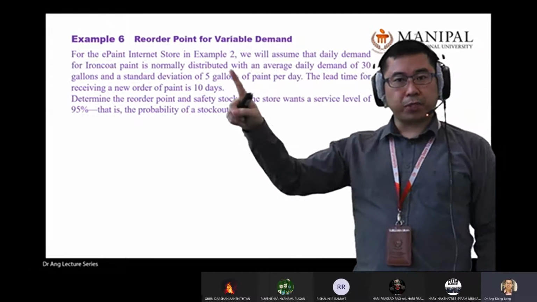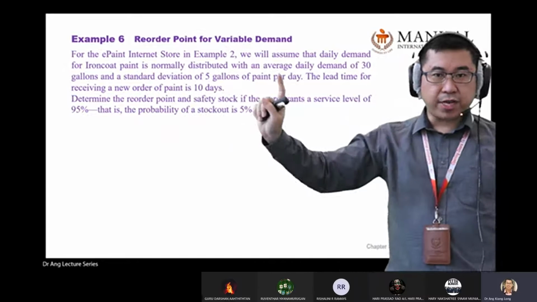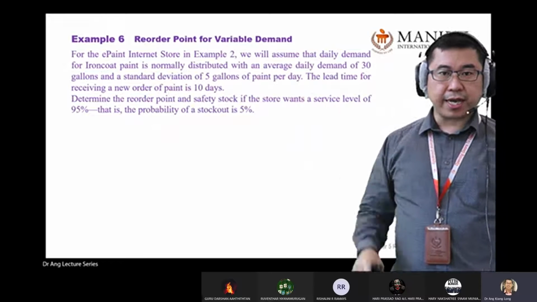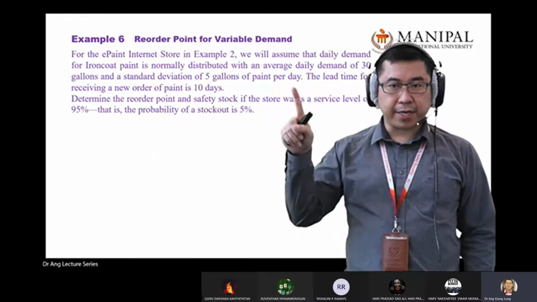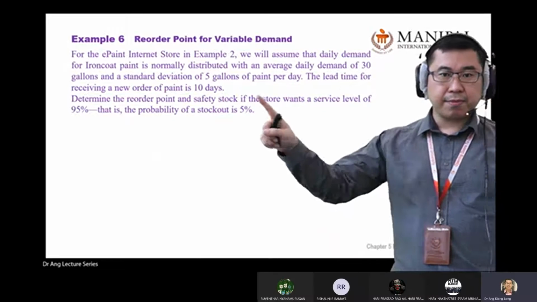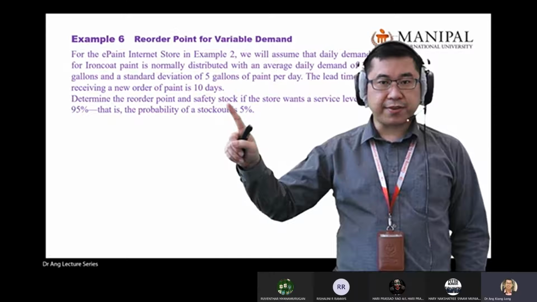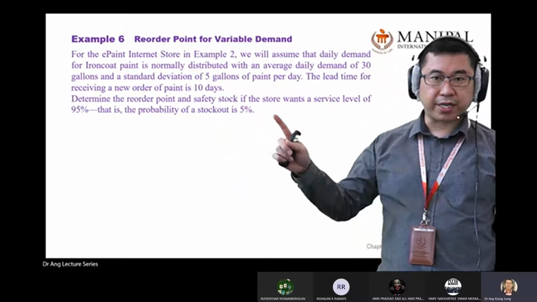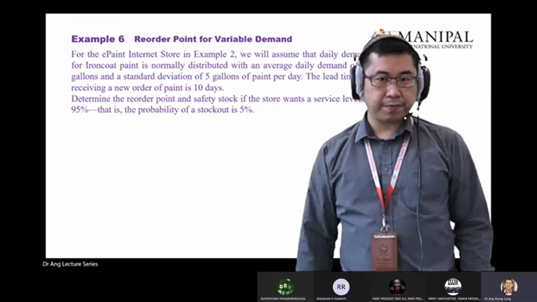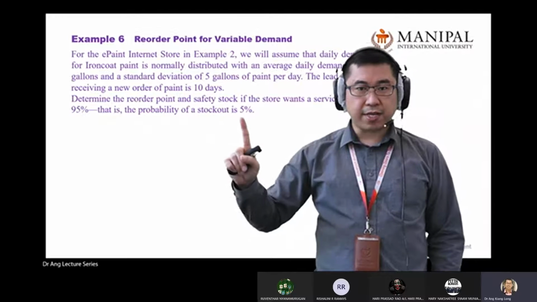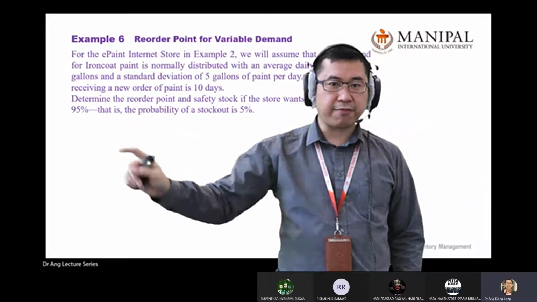In example number 2, we assume that the daily demand of the paint factory averages 30 gallons, with a standard deviation of 5 gallons of paint per day. The lead time for receiving a new order is 10 days. Determine the reorder point and safety stock that you need in your factory if the store wants a service level of 95%, that is, a probability of stock out of 5%. Basically, this last line is the opposite meaning of 95.